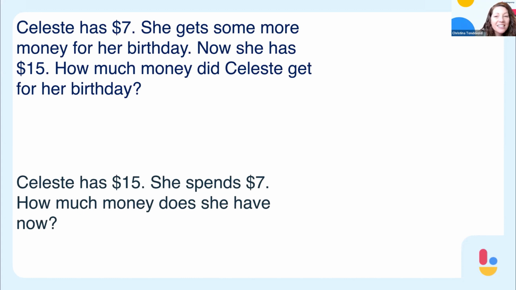Our second one is that Celeste has $15. She spends $7. How much money does she have now? Celeste has 15. She spends 7. How much money does she have now? So remember the 2 things. Does it have action? And then where is the unknown? Those are the 2 things I asked myself to figure out where it fits in that chart. So this one does have action.